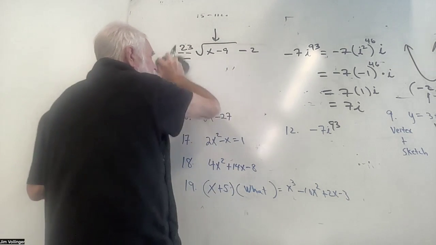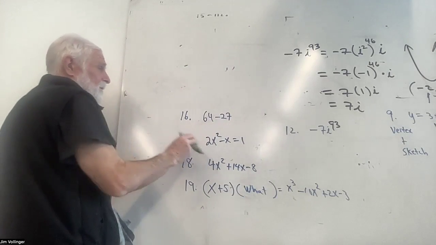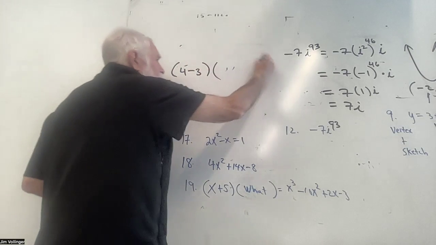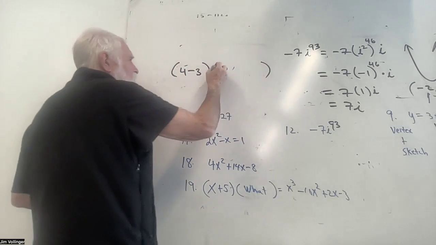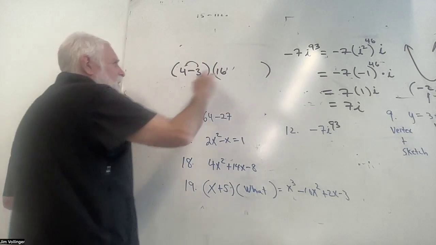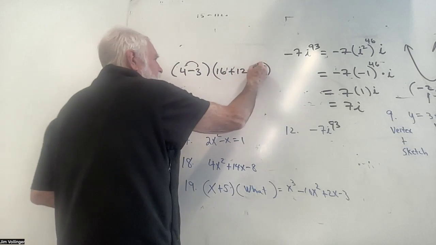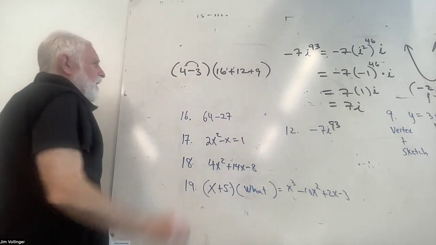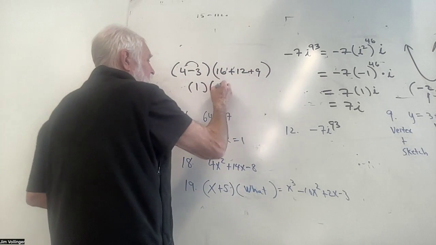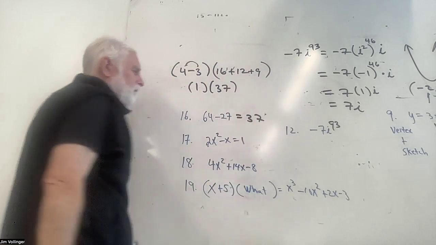Okay, so write 64 minus 27 as a product. These are cubes. So I'm going to start with the cube roots, 4 minus 3. I'm going to build the next parentheses off of these. I'm going to square 4, 16. I am going to take the product, -12, and make it positive 12. And I'm going to square the last term, 9. So what do I have? I have 1 times 16 plus 12 plus 9, which is 37. I hope 64 minus 27 is 37. I do believe it is.